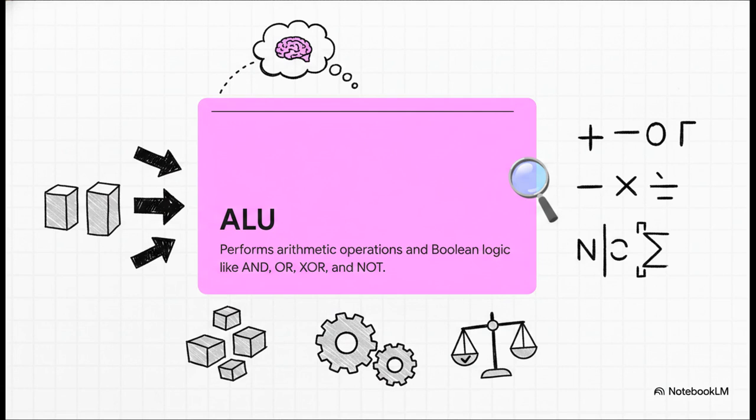So what happens when that instruction requires some heavy lifting? Well, that's when the control unit hands the data right over to the ALU, the arithmetic logic unit. If the control unit is the reader, the ALU is the part of the brain doing the complex math in the margins. It handles all the arithmetic, like addition and subtraction, and it processes Boolean logic, statements like and, or, XOR, and not. This is exactly what allows the computer to compare numbers and make actual decisions based on whether something is true or false.